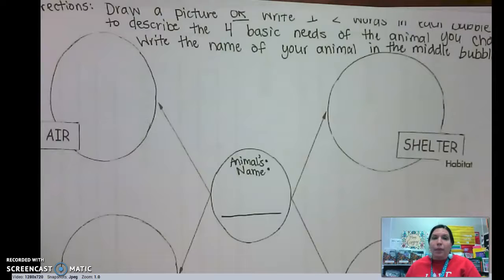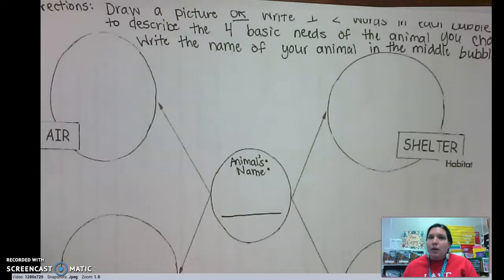I'm going to pick a hippo because I've seen hippos in real life in Africa before on a safari, and they were so amazingly cool. So I decided I'd like to research a little bit more about a hippo and find some facts that describe the 4 basic needs of a hippo.